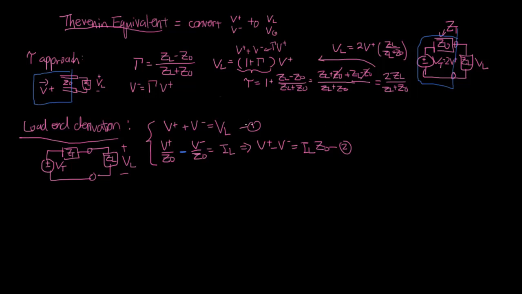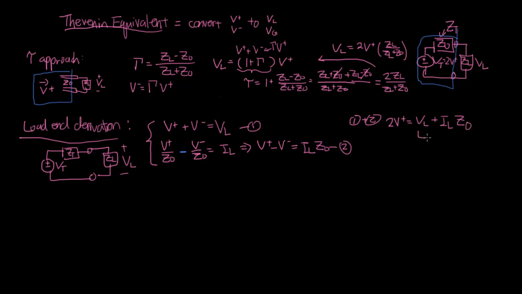Now, remember our end goal is to find out what VL is in terms of V plus, the wave that's exiting the transmission line. So in that case, if what we want is V plus, we'll just add the two equations because that way the V minuses will cancel out, and you'll end up with 2V plus is equal to VL plus IL Z naught.